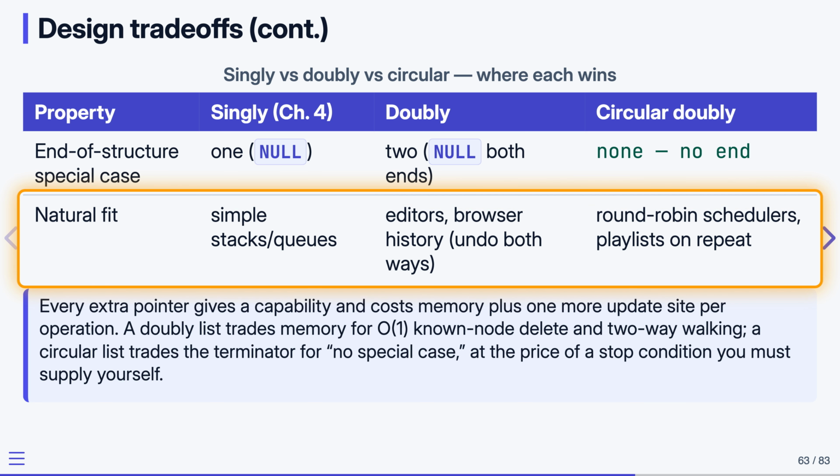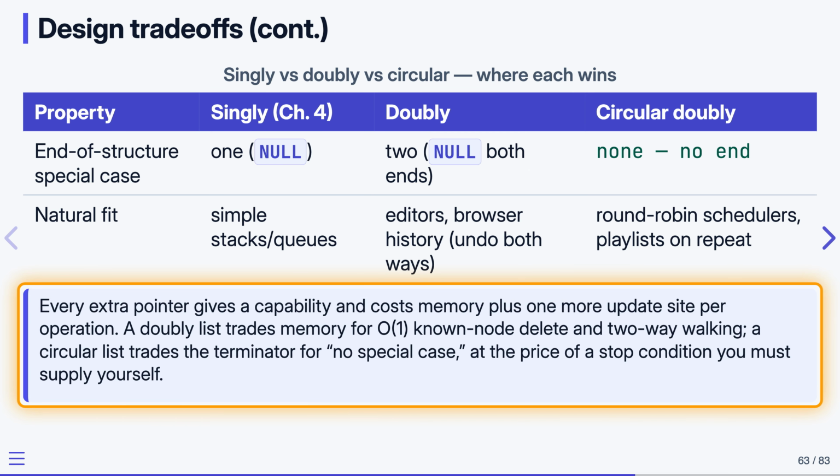Fifth, the natural fit. A singly list suits simple stacks and queues. A doubly list suits editors and browser history, where you undo both ways. A circular list suits round-robin schedulers and playlists on repeat. One idea to keep. Every extra pointer buys a capability, and it costs memory plus one more place you must update in each operation. A doubly list trades memory for a big O of 1 known node delete and two-way walking. A circular list trades the terminator for no special case, at the price of a stop condition you must supply yourself.